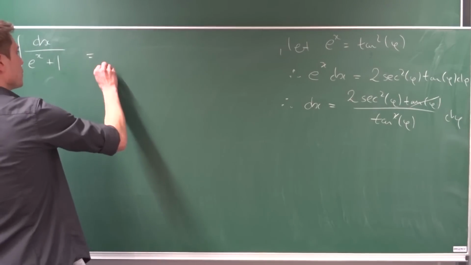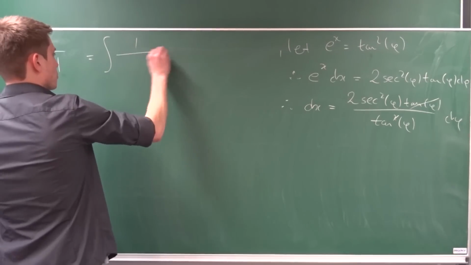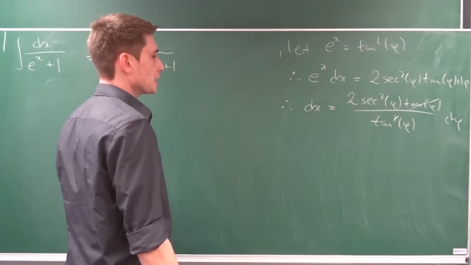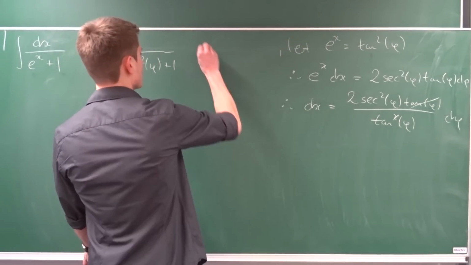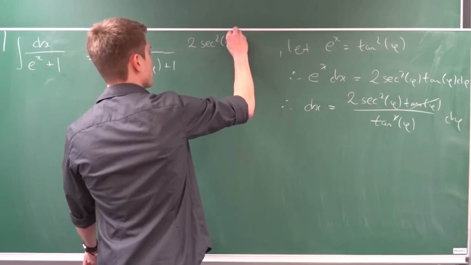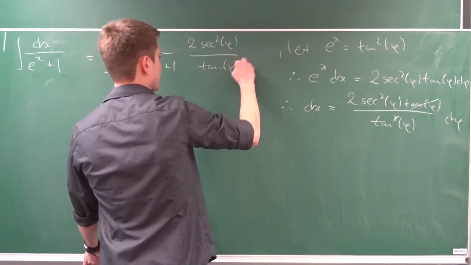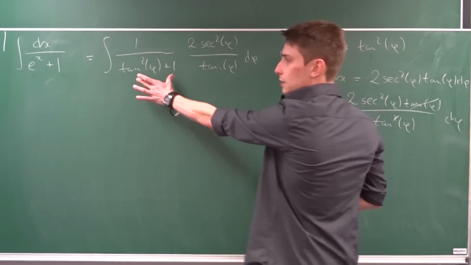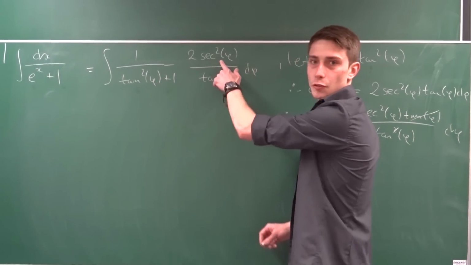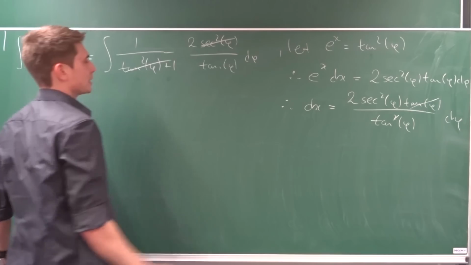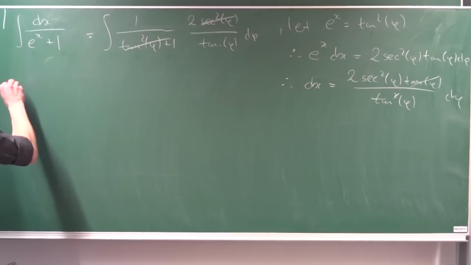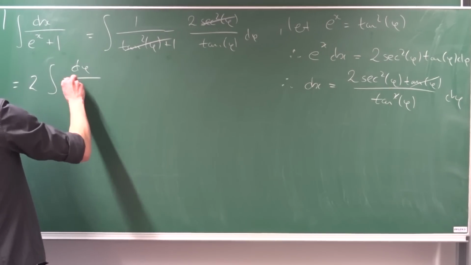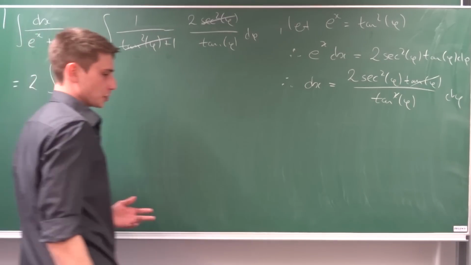So we can plug everything in, so we end up with, okay, so this is 1 over tangent squared of phi plus 1 at first. So that's quite nice. And what else do we have? We got this expression now, so that's 2 times secant squared of phi over tangent of phi d phi. And if you're familiar with some identities, this expression right here in the denominator is just secant squared of phi. So this and that will actually cancel out. We can bring the 2 to the outside, and we end up with 2 times the integral of d phi over tangent of phi. But what is tangent of phi?